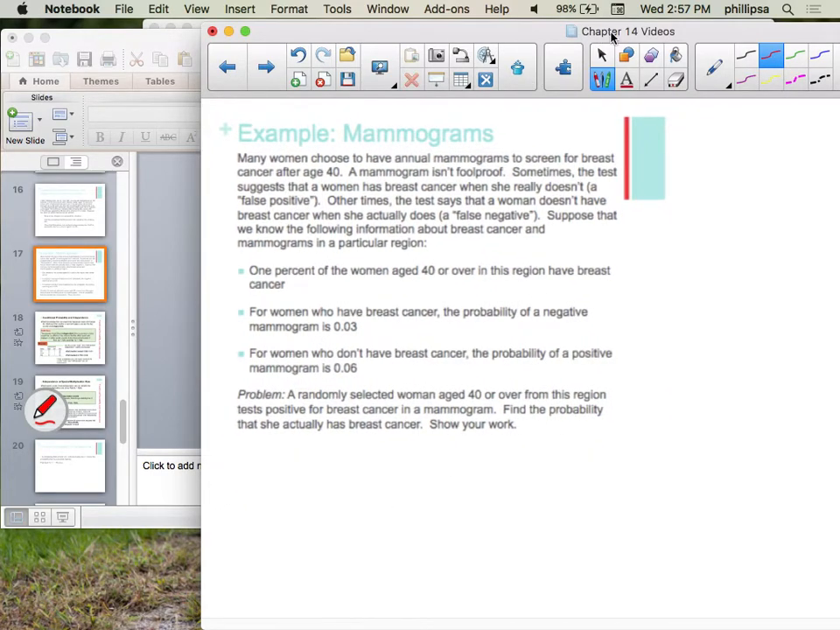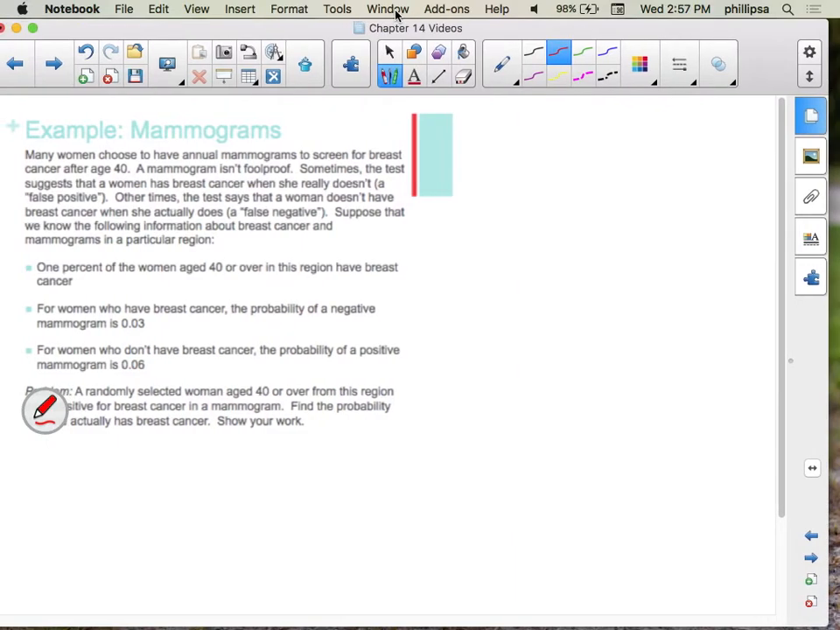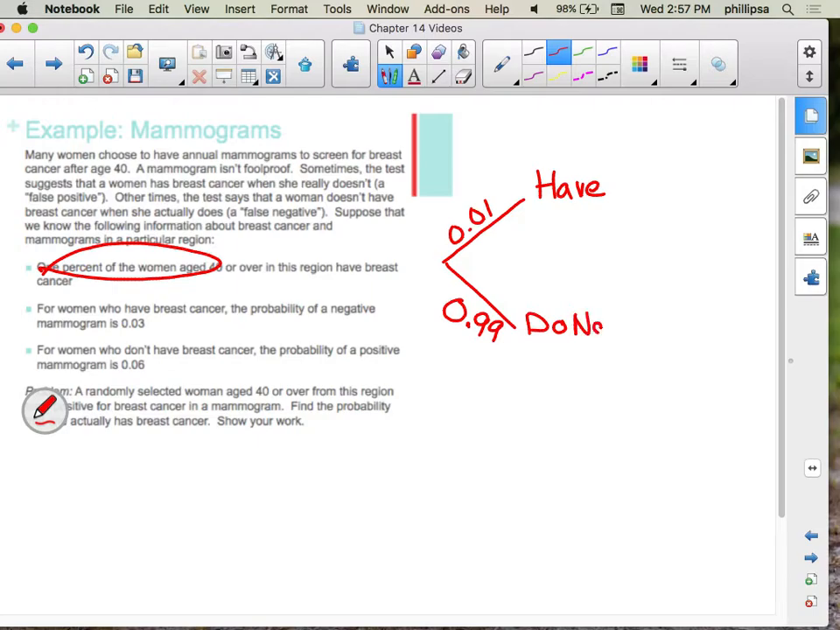So the first thing I'm going to do is put up a tree diagram that goes with this, okay? So kind of where the branches start off is has breast cancer or doesn't have breast cancer, okay? So 1% of the women aged 40 or over have breast cancer. And that would mean 99% do not have breast cancer. Okay? It then says for women who have breast cancer, the probability of a negative mammogram is 0.03. Okay? So a positive mammogram versus a negative mammogram.